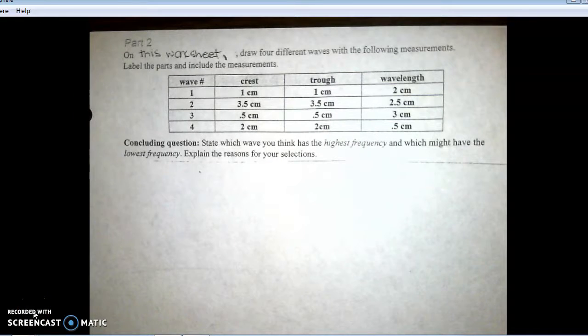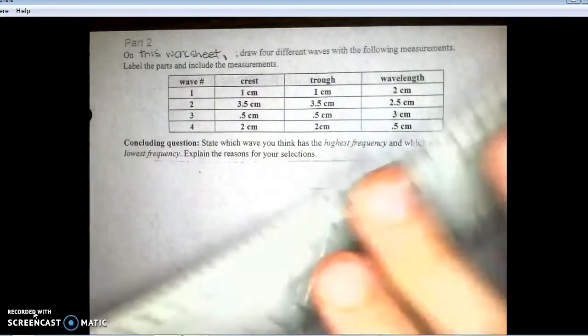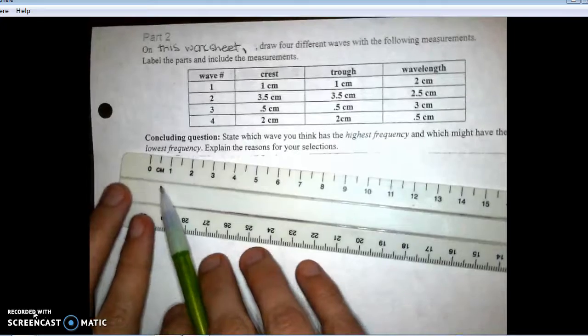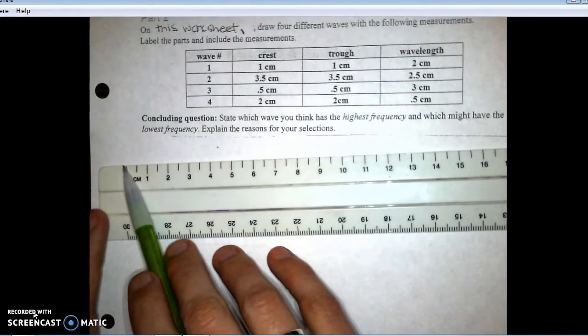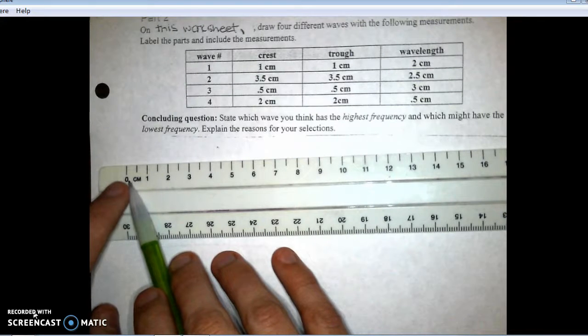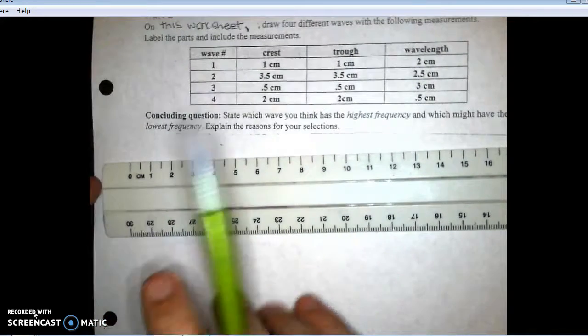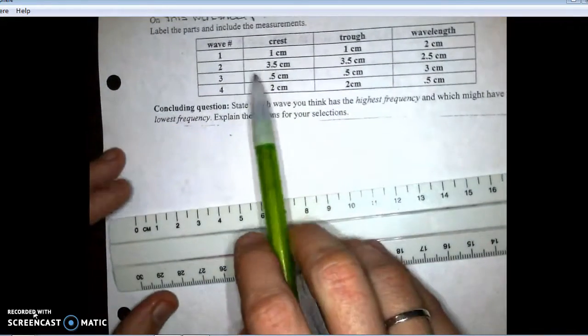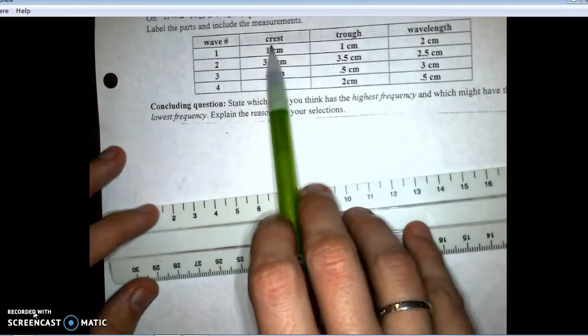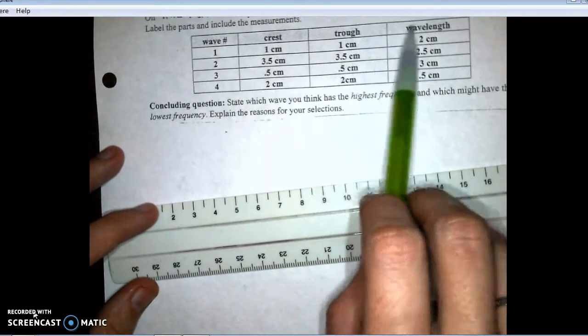Okay, so for part 2, it says on this worksheet, draw 4 different waves with the following measurements. This is pretty similar to what we did on Friday with our rulers. If you have not already, go ahead and grab a ruler and make sure that you're on the centimeter side. Again, if you have a ruler that says 0 on it, make sure that that's where you start. Whereas if your ruler does not say 0, that means that your start is at the beginning of the ruler. What we're supposed to do is create some waves that follow these measurements.